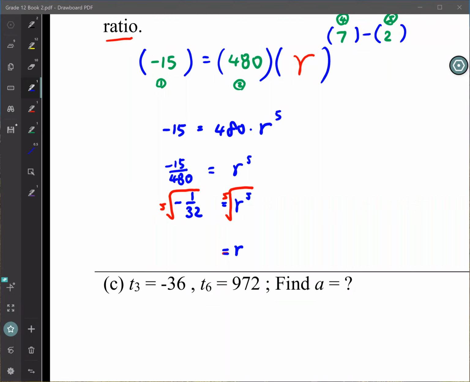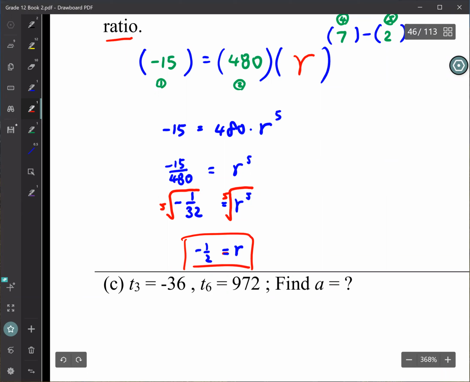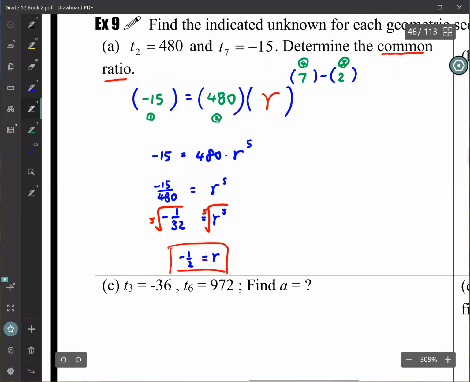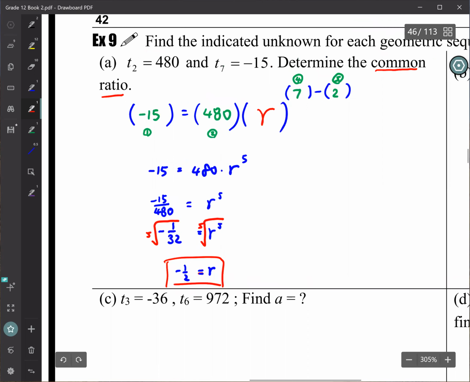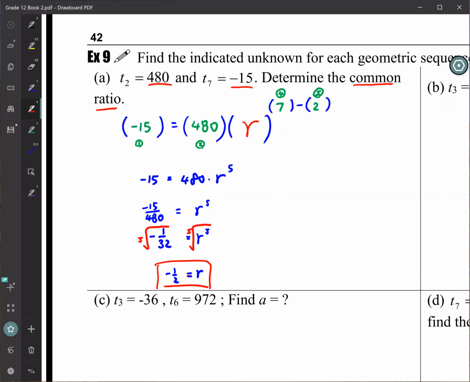So once you find the ratio, if the question continues to ask, please find T20, then you just plug into the formula. Because you don't have the first term, you will use the second formula to find T20. Your starting term, you could start either from the 480 or from the negative 15. It doesn't matter. Always use the second formula, it's more general. Okay, any questions?